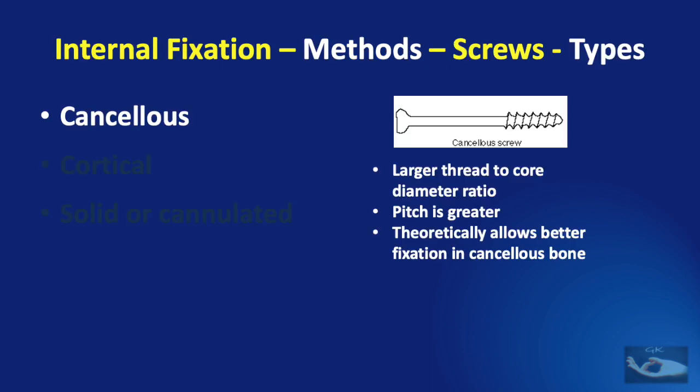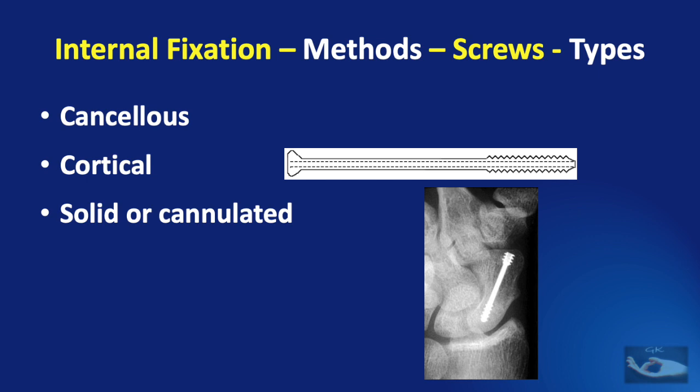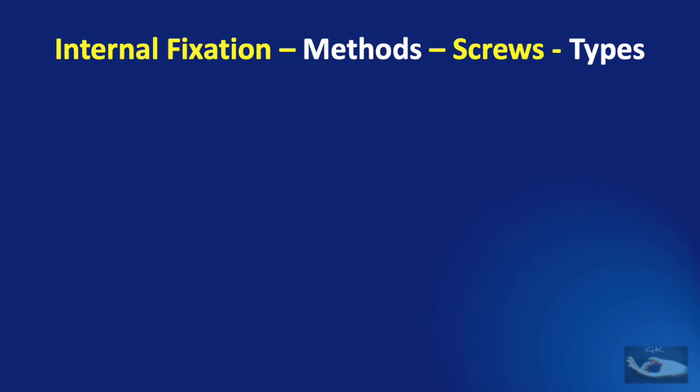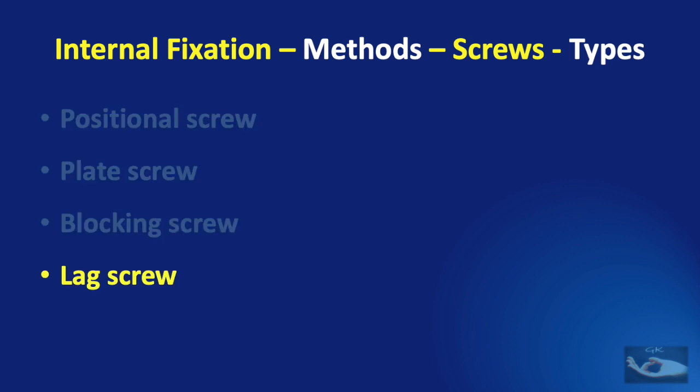Screws are of mainly three varieties. The cancellous screw, which has a larger thread to core diameter ratio, the pitch is greater and theoretically allows better fixation in cancellous bone. The cortical screw, which has a greater number of threads and a smaller pitch, has a better hold in cortical bone, and the screws can be solid or cannulated. Depending on the way in which they are used, screws can be positional screws, plate screws, blocking screws, or lag screws. And in management of fractures of hand bones, the lag screws play a big role.